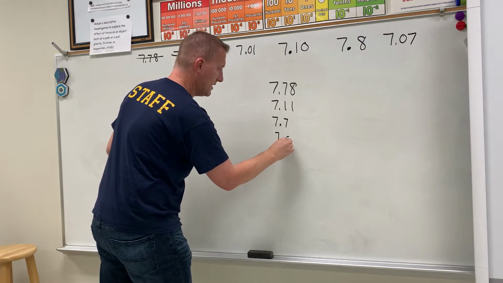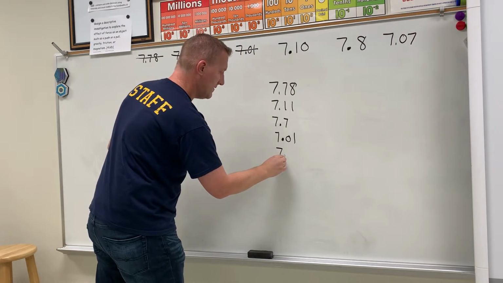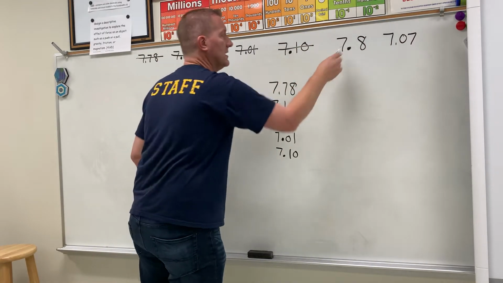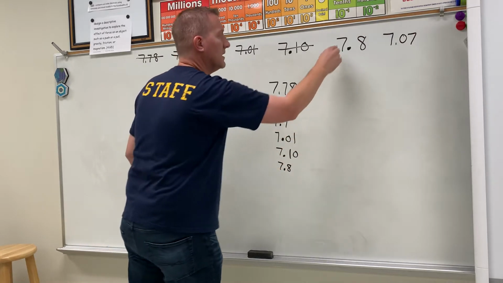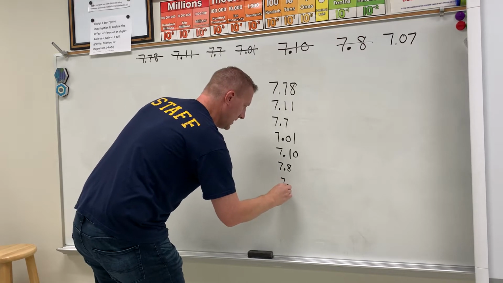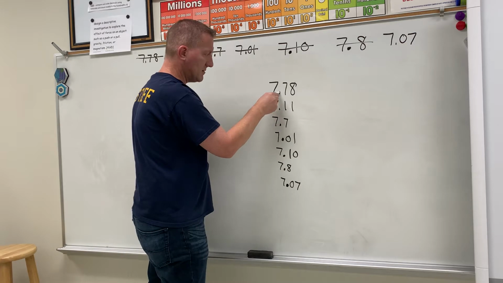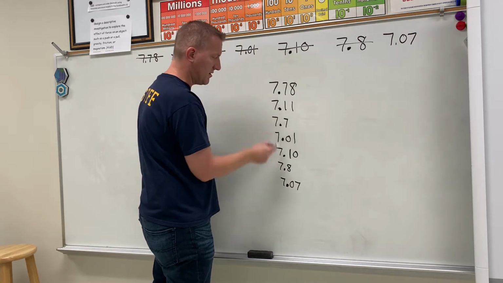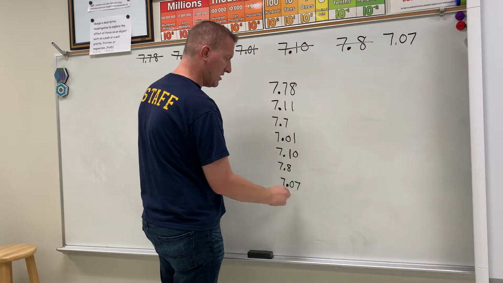7 1/100th, cross it out. 7 1/10th, cross it out. 7 8, cross it out, 8/10ths, and 7 7/100ths. Okay, now notice my decimals are all lined up. They're all lined up. My tenths and my hundredths are all lined up.